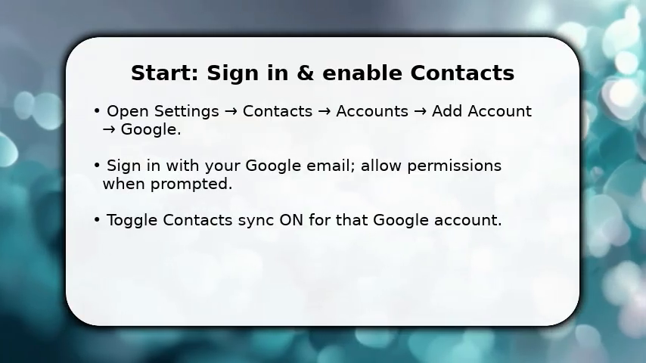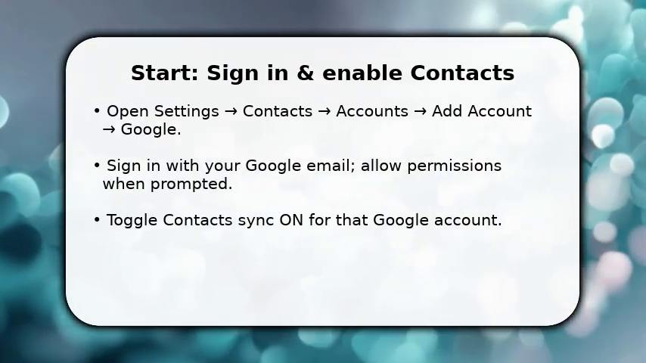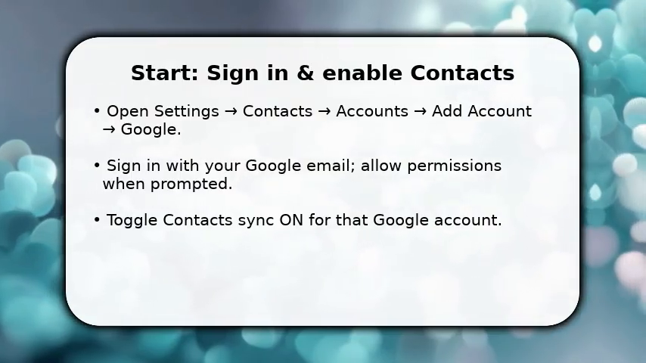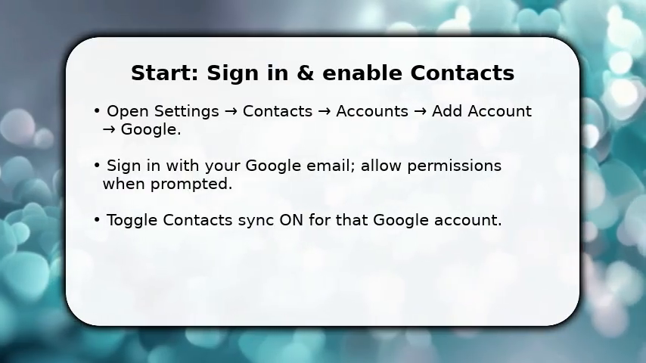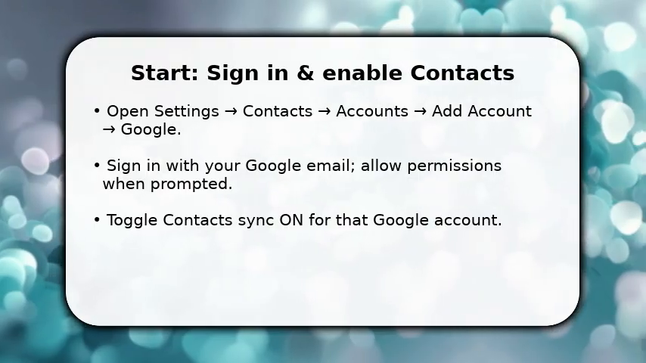You start by opening Settings and going straight to Contacts > Accounts. Add account and choose Google. Sign in with your Google credentials and grant access. Once authenticated, make sure the Contacts toggle for that Google account is switched on. This step connects your cloud address book to iOS.